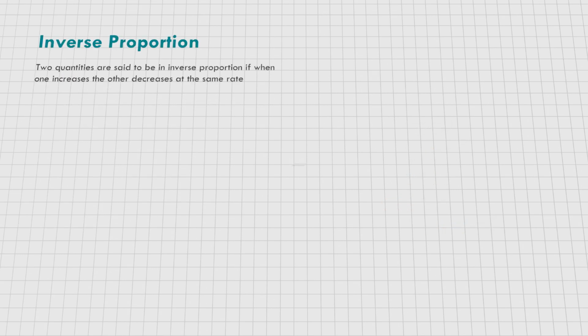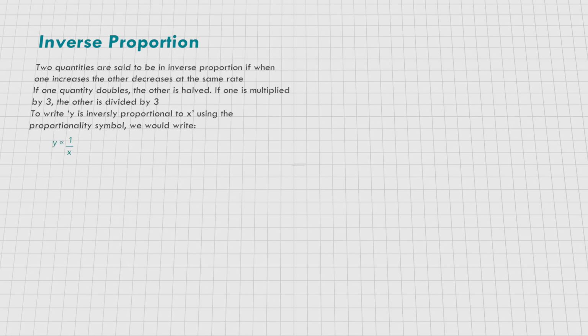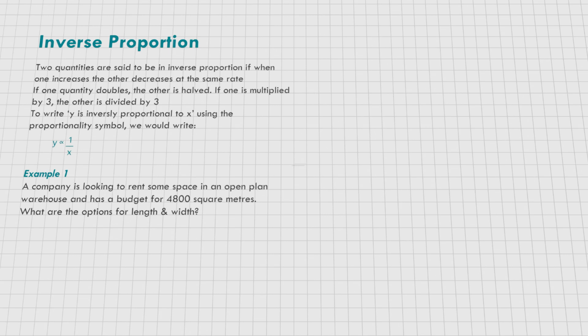Two quantities are said to be in inverse proportion if when one increases, the other decreases at the same rate. If one quantity doubles, the other is halved. If one is multiplied by 3, the other is divided by 3. To write y is inversely proportional to x using the proportionality symbol, we would write y is proportional to 1 over x.